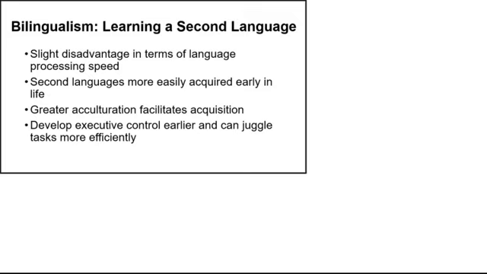And then at the end, we have more executive control earlier on. So not only do we have that higher cognitive ability, but it starts earlier. We start seeing the ability to inhibit certain responses at a younger age than if you didn't learn 2 languages at once.